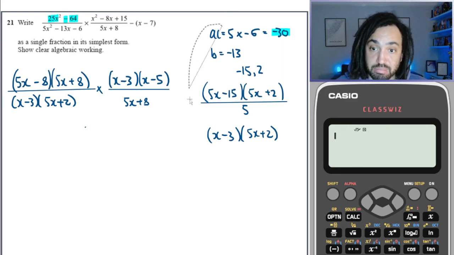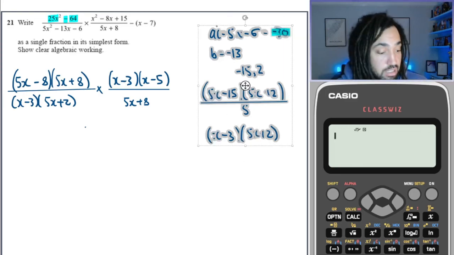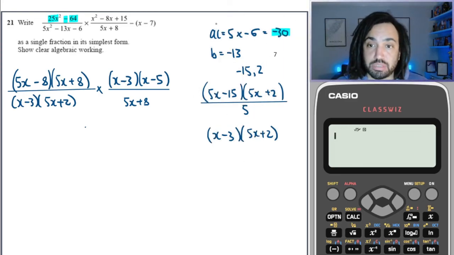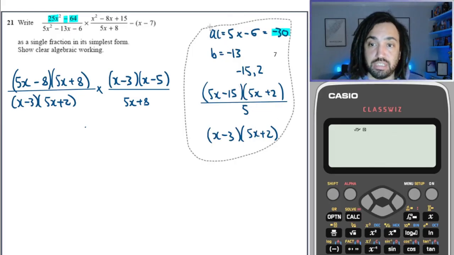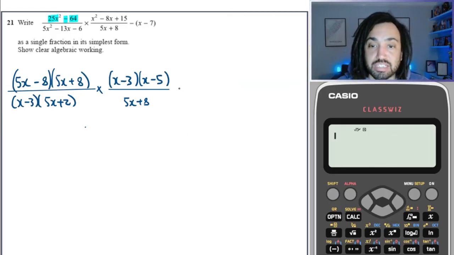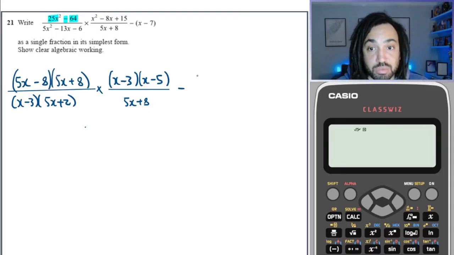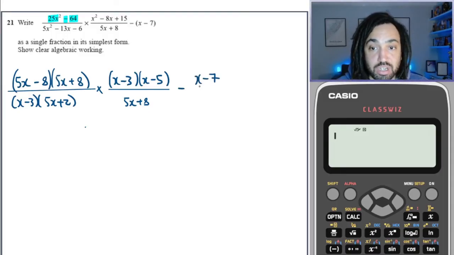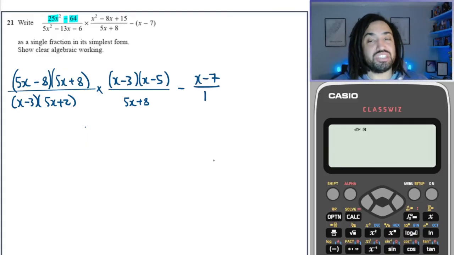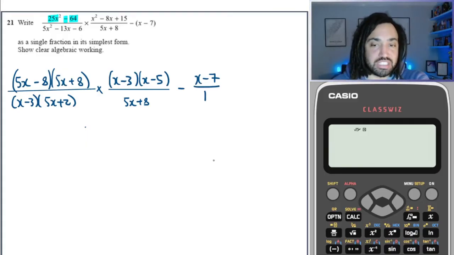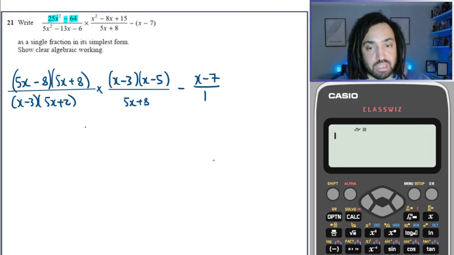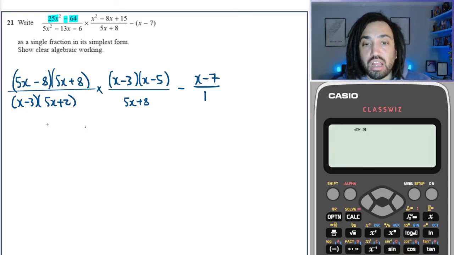And then, let me get rid of this, now that's done. And that's all minus x minus 7, which I will write as x minus 7 over 1, because it's just nicer to have them all as fractions. Okay, good stuff.